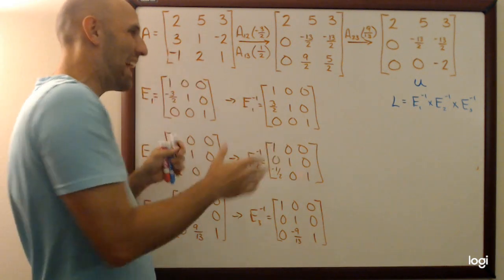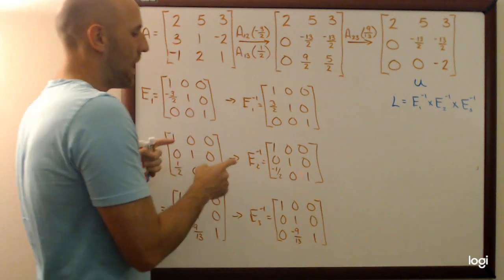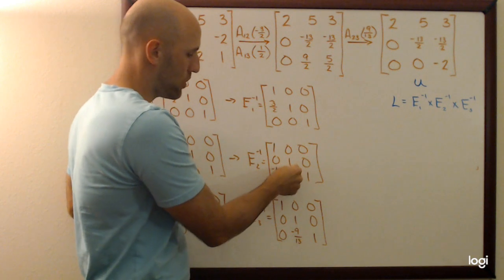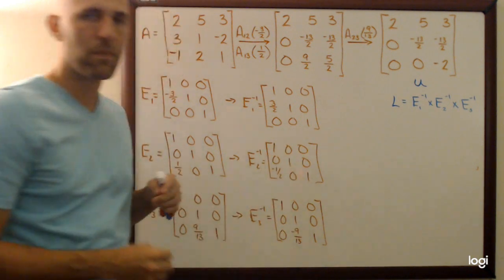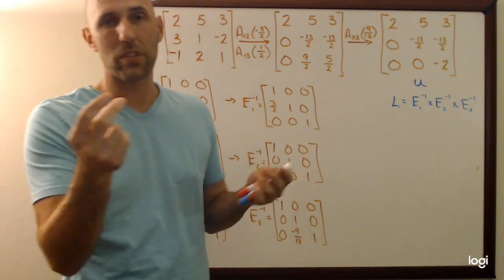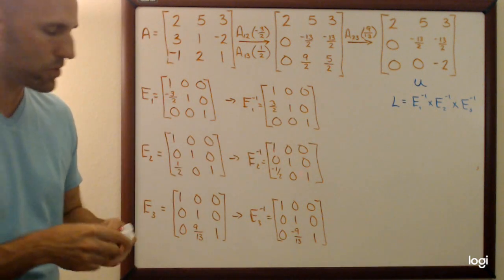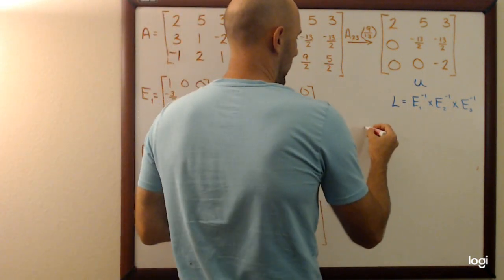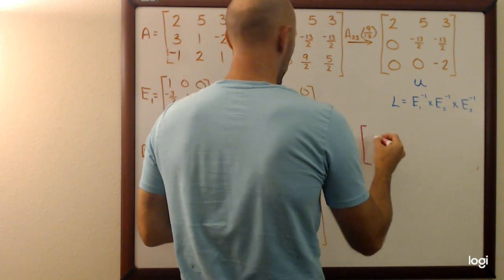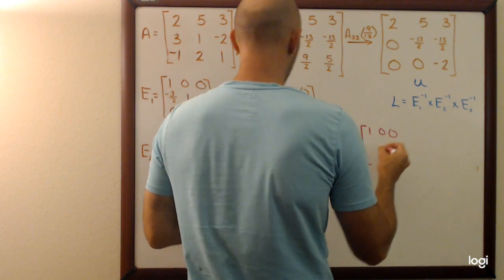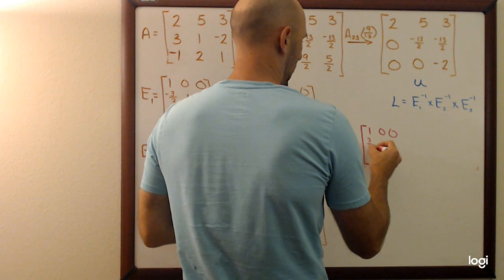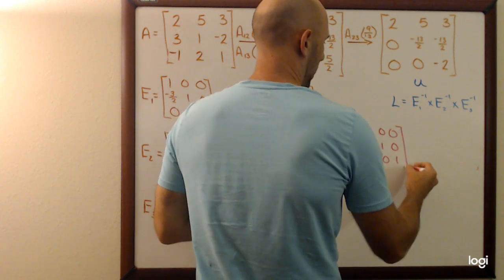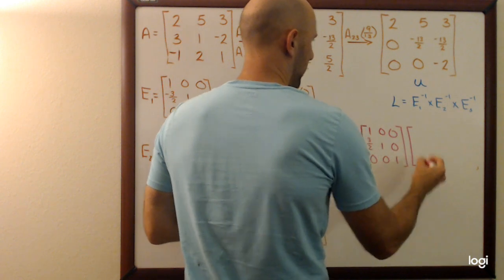I almost have L, because all I need to do now is multiply E1 inverse times E2 inverse times E3 inverse. Well, I have to do them pairs at a time, so let me just do E1 inverse times E2 inverse. Let me do that over here. So I take E1 inverse, that's this matrix here, 1, 0, 0. 3/2, 1, 0. 0, 0, 1.